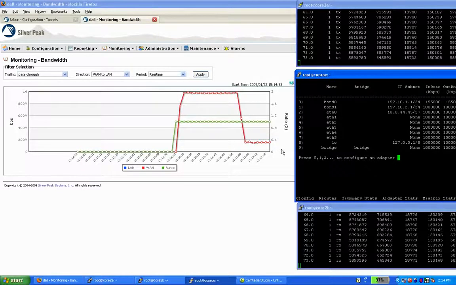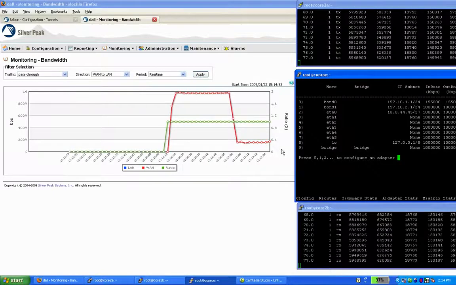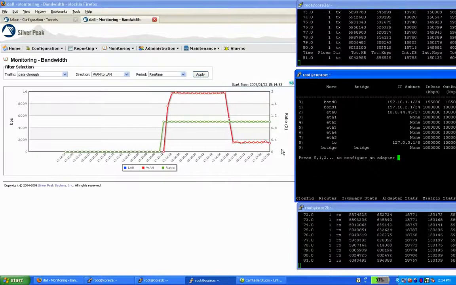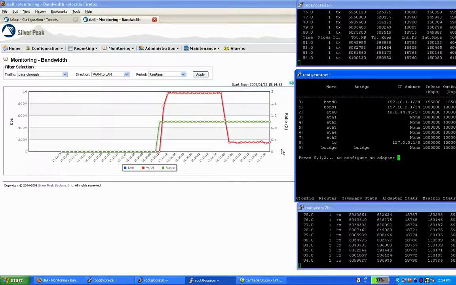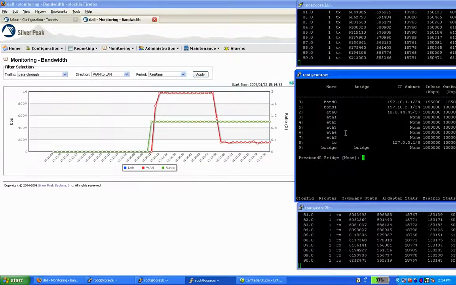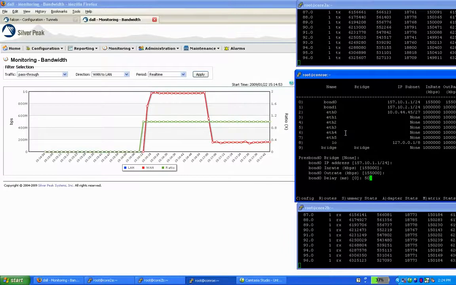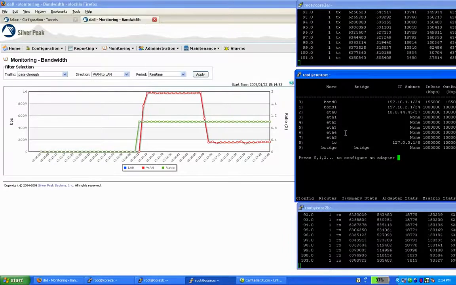Now, of course, in the real world, you don't get OC3 pipes with no latency. If you were going to get an OC3 pipe from the East Coast to the West Coast of America, it's going to have a latency of the order of 50 to 100 milliseconds. So let's go into the WAN emulator and enter in a latency value. So we're going to type in 50 here. This is a one-way delay. So the round-trip delay is double that, 100 milliseconds.